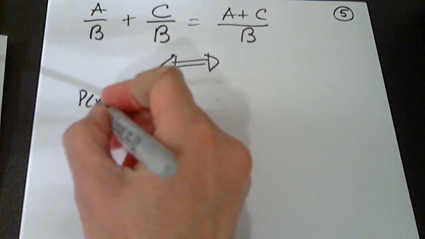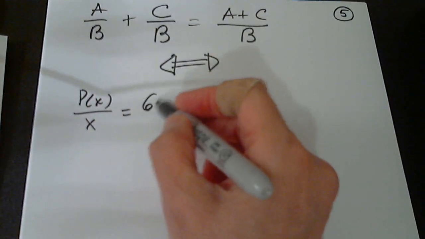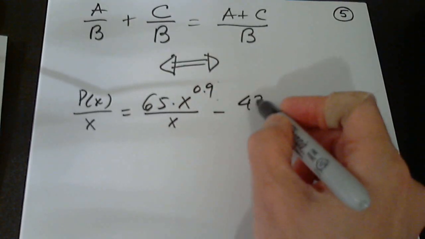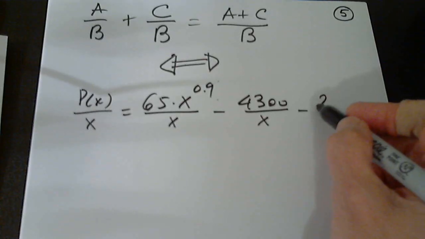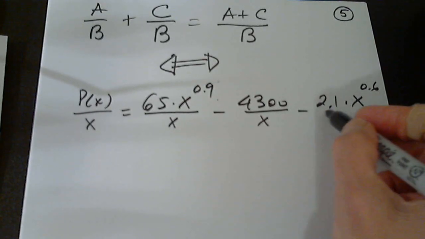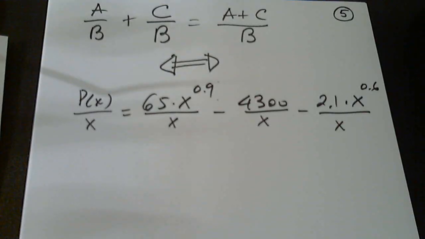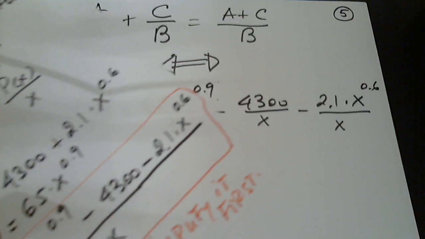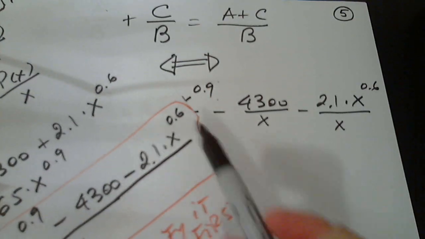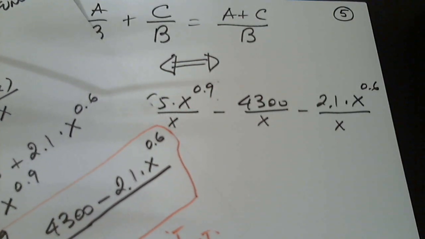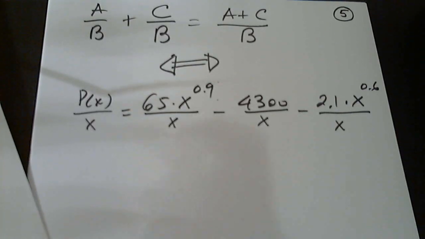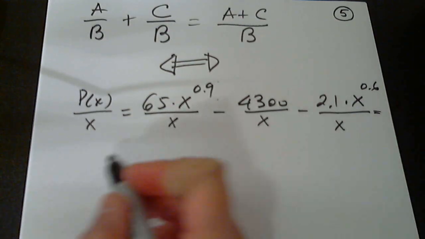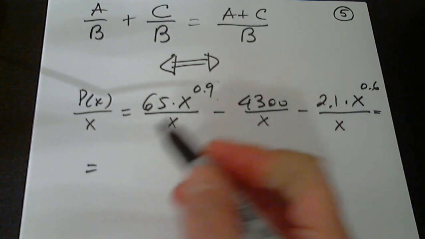So I'm going to write it again. p of x divided by x equals 65 times x to 0.9 divided by x minus 4,300 divided by x minus 2.1 times x to 0.6 divided by x. Why am I doing this? I am preparing this function for differentiating it. I don't want to differentiate this. It is easier if I simplify first. I haven't done that yet. I only separated the big fraction into 3 fractions.